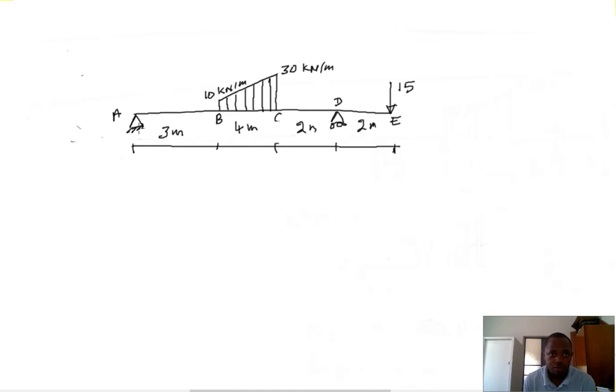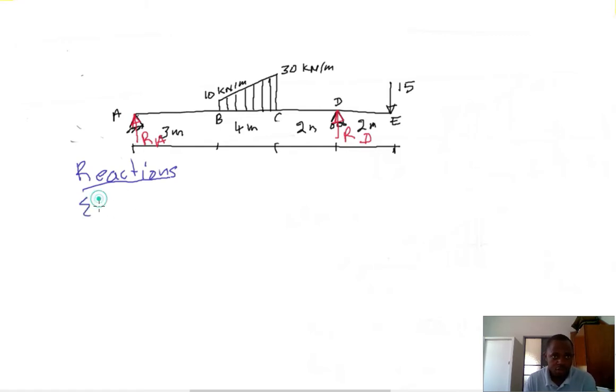So here we will have a reaction here at, let me draw it in red. So we got RA and here we got RD. RA and RD. So let's now start by calculating the reaction. Let's start now by setting our equilibrium equation.